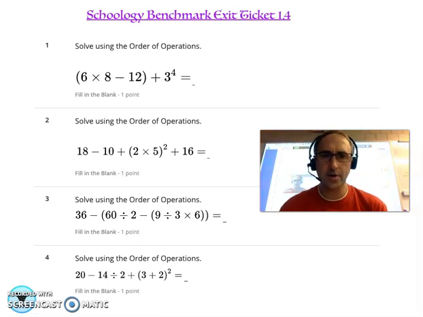Hello class, we're going to briefly go over a few questions from yesterday's benchmark. That's X-Ticket 1.4. Let's first look at problem number 3.